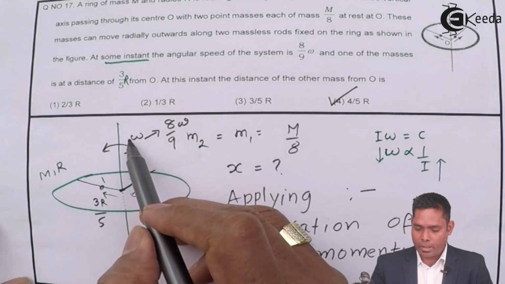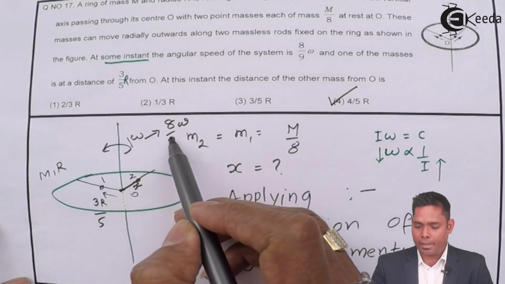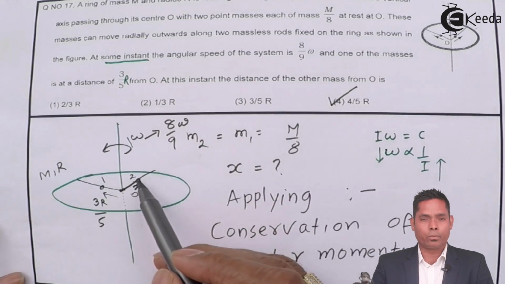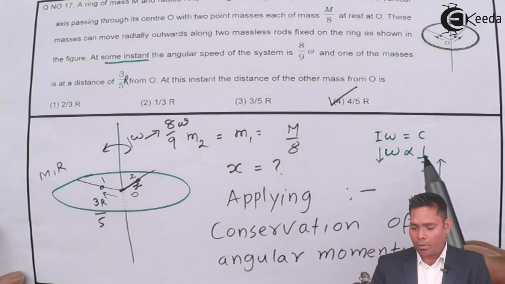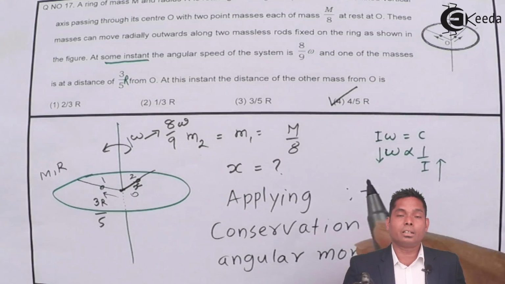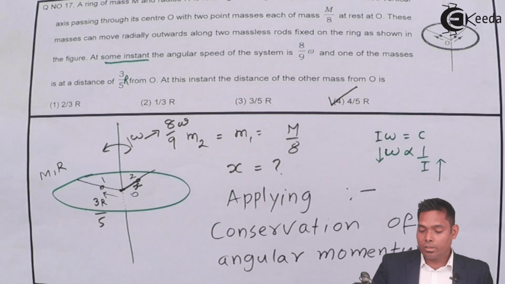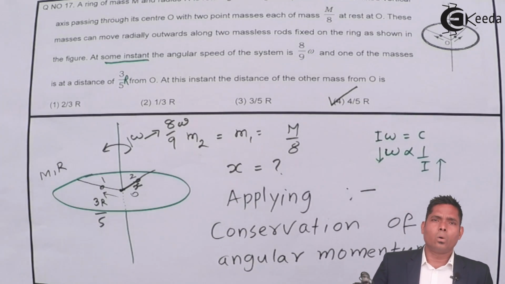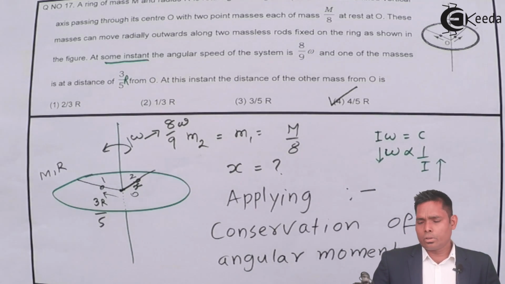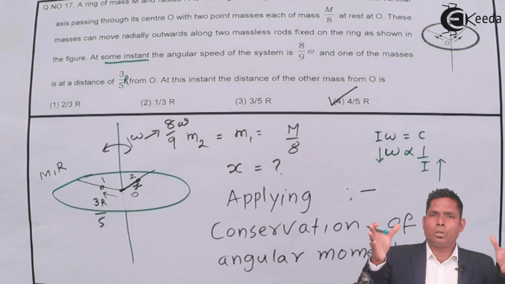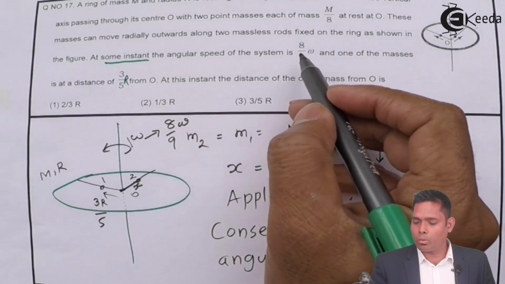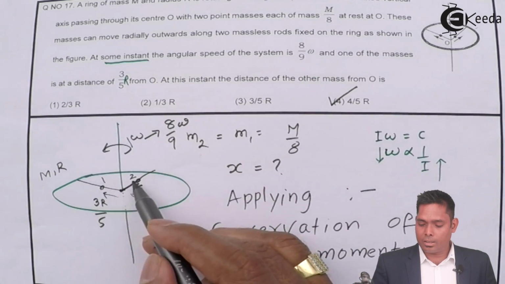As you can see, it is omega, which is 1 omega, and 8 by 9, which is less than 1. So the omega is actually decreasing because the masses are moving away from this point. Because these masses are moving away, the I will increase and omega will decrease. This is all happening with no external torque acting on it. The system's angular velocity is decreasing only because of the movement of the particles away from the origin. The more they move away from the origin, the omega will keep on decreasing. So this is the one instant when the omega is this.